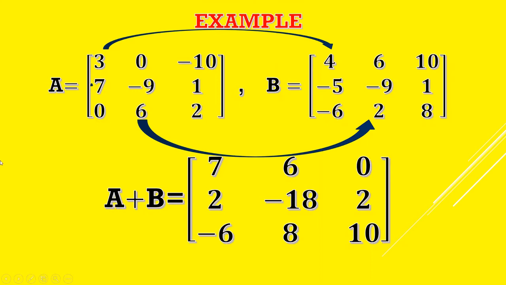Then A plus B is equal to 7 in the first entry, got by adding the A11 elements. Next, 0 plus 6. Here, negative 10 plus 10, that is 0. Now 7 plus 5 is 12. Negative 9 plus negative 9 is negative 18. And 1 plus 1 is 2. 0 plus 6 is 6, 6 plus 2 is 8, and 2 plus 8 equals 10. That is how we do the addition of matrices.